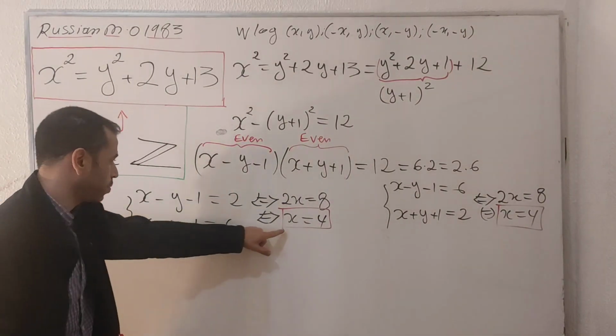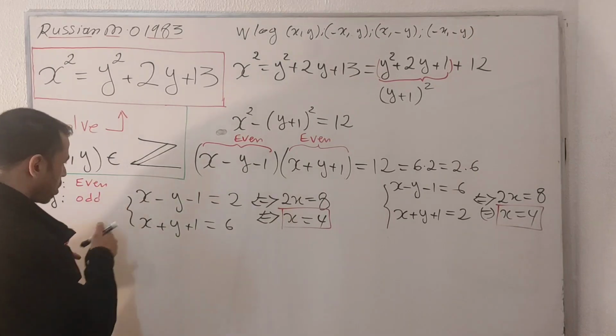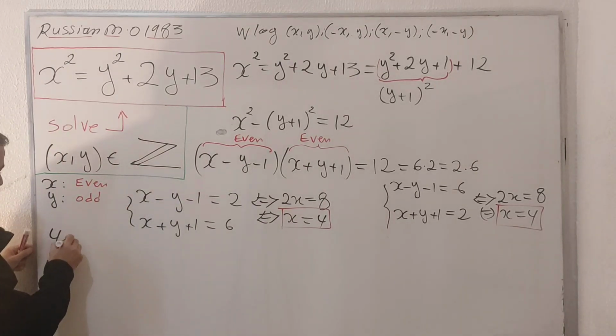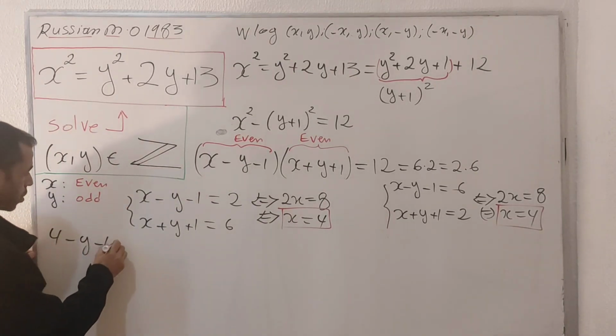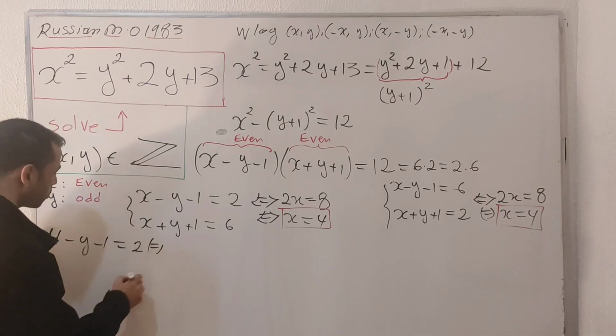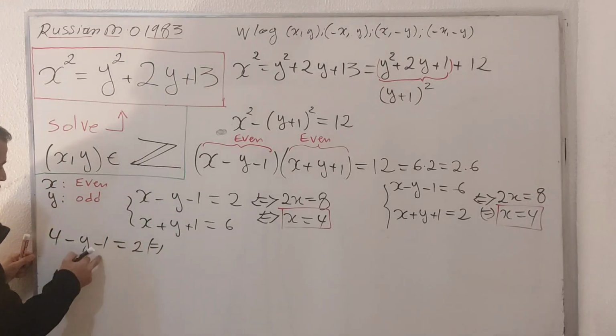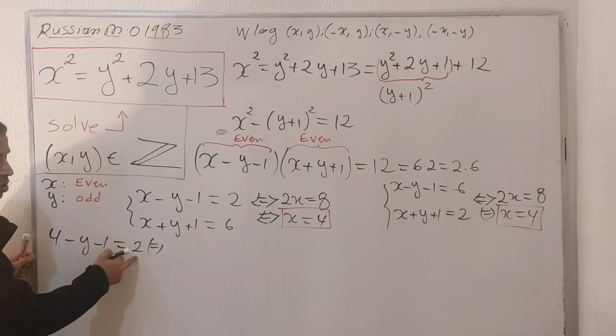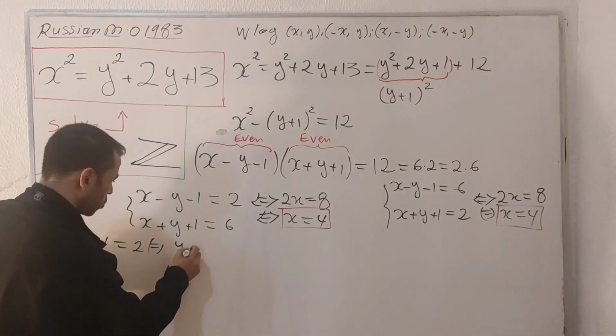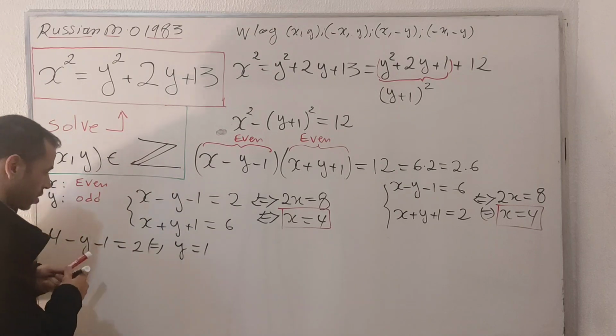By plugging 4 into this one, we'll have 4 minus y minus 1 equals 2. By solving for y, moving y to the right, I will get 4 minus 1, which is 3, 3 minus 2, which is 1. I will get y equals 1. Okay? Here is the value of y.